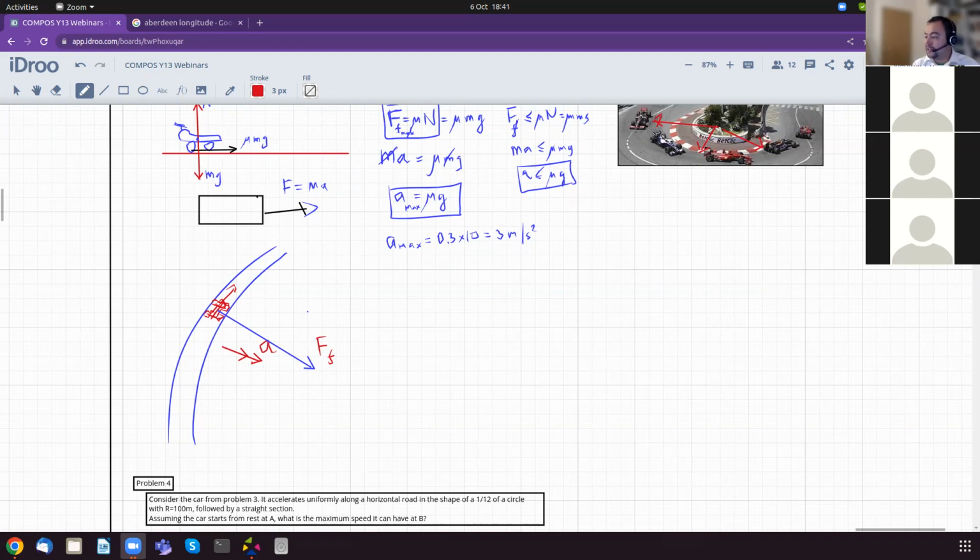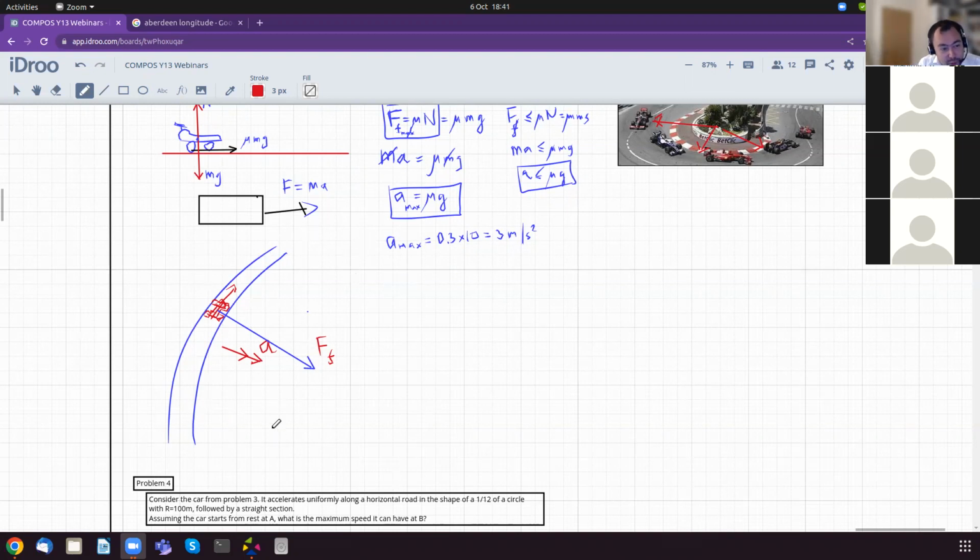Why does the temperature matter? Because the rubber becomes softer and there's more grip. Right. More grip, so the coefficient of friction is bigger. That's what happens when the tires are warm.